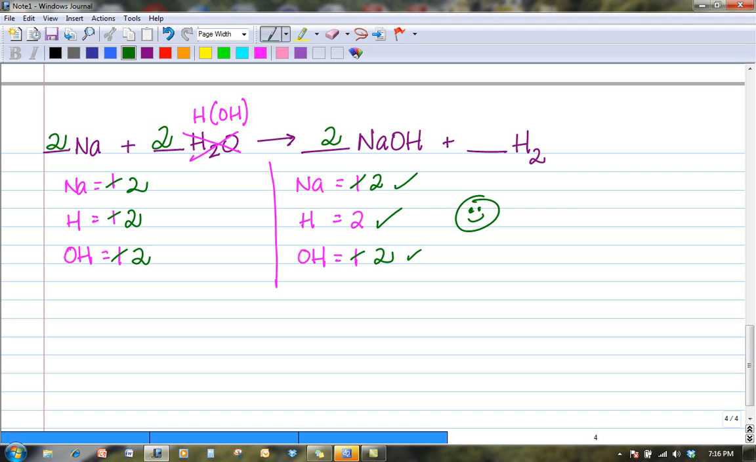So remember that sometimes it's easier to take a look at the whole equation. If you have water on one side of the arrow and you have hydroxide and hydrogen on the other, rewrite that water so that it's HOH. It may help you balance more efficiently.